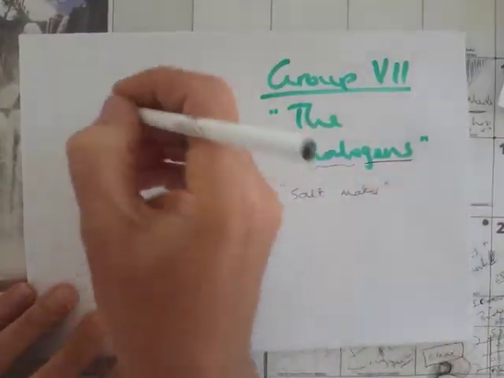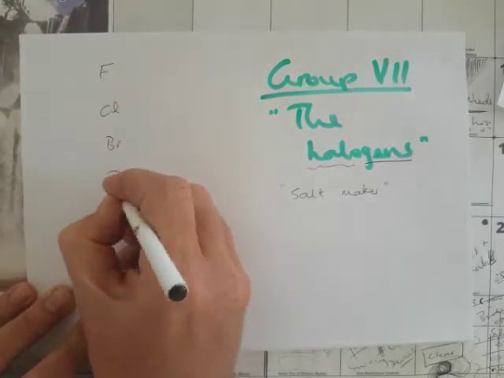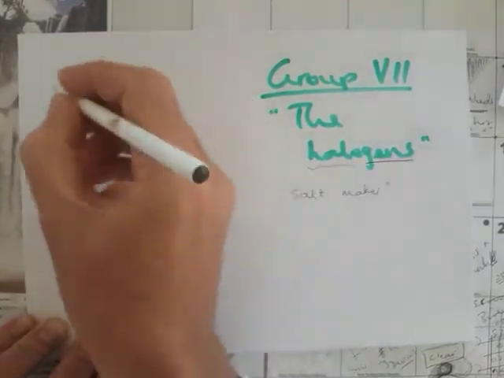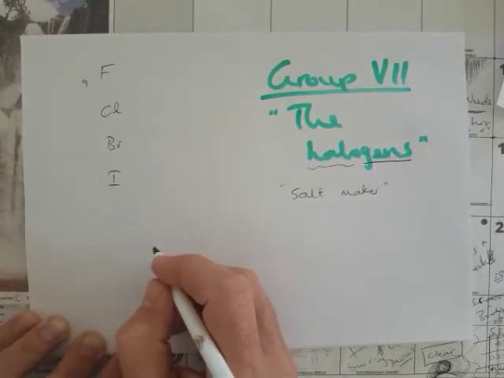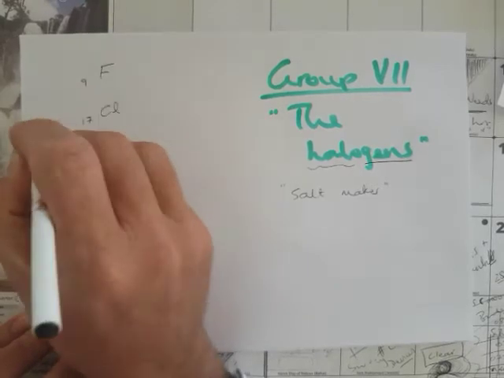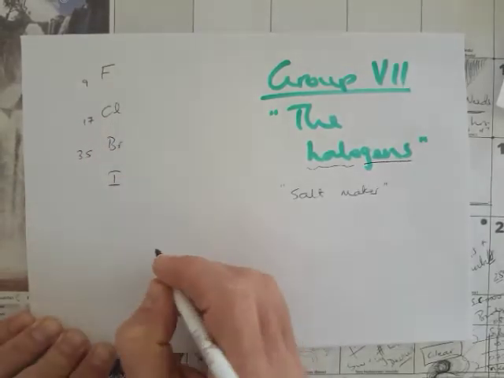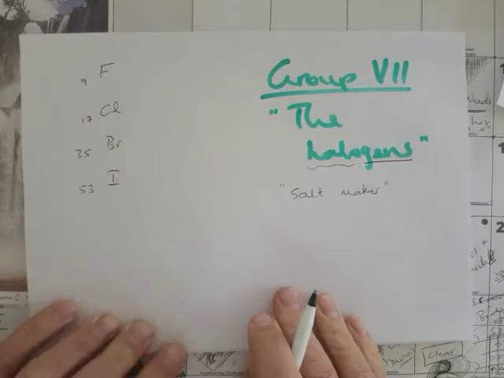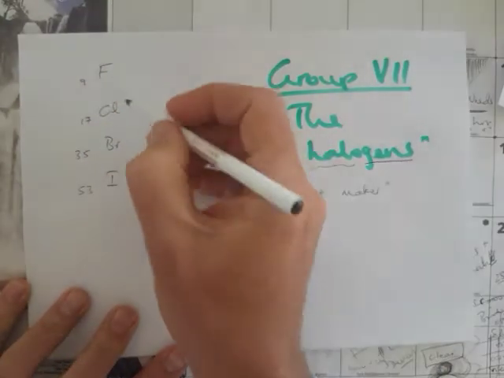But let's have a look. We've got fluorine, chlorine, bromine, iodine. Fluorine, atomic number 9. Chlorine, 17. Bromine, 35. And iodine, 53. Now, we don't need to draw the structure of all of these, but what I will do is draw the first 2.